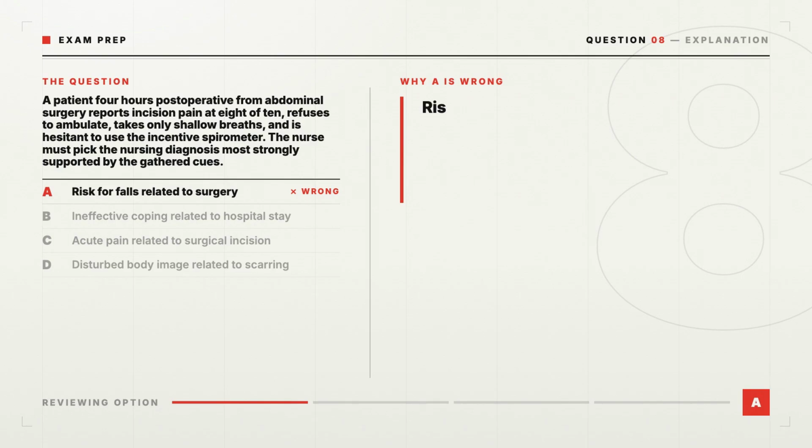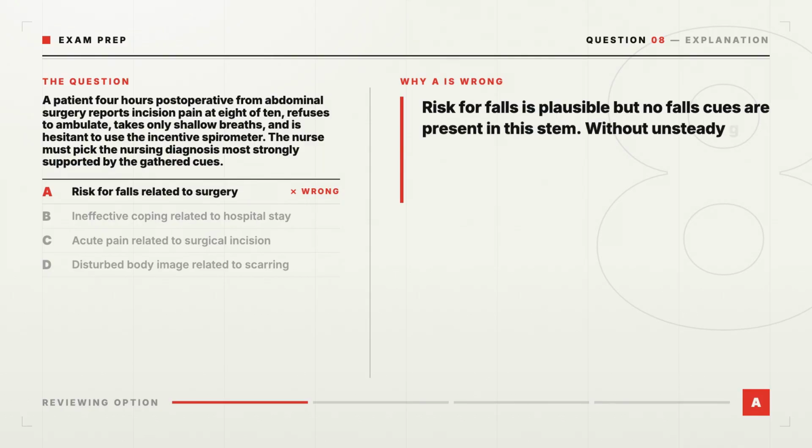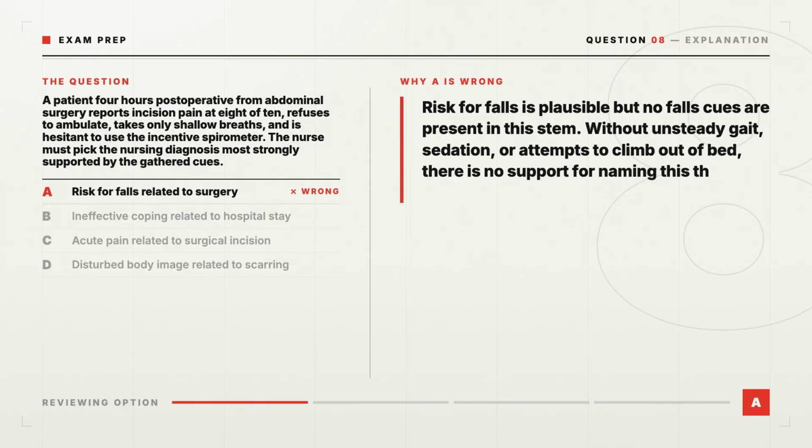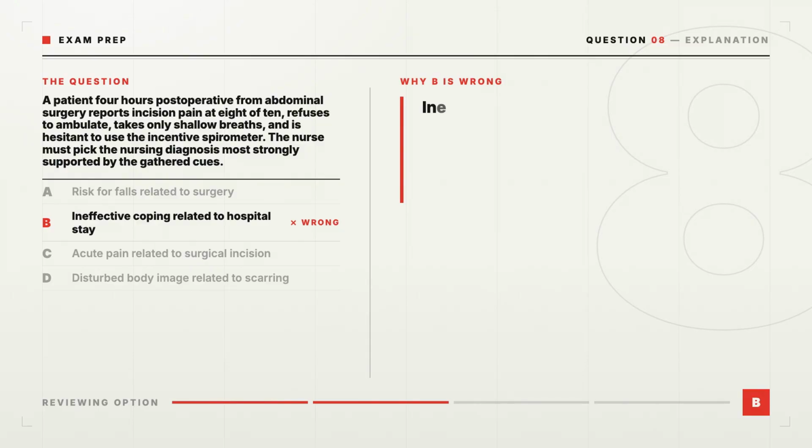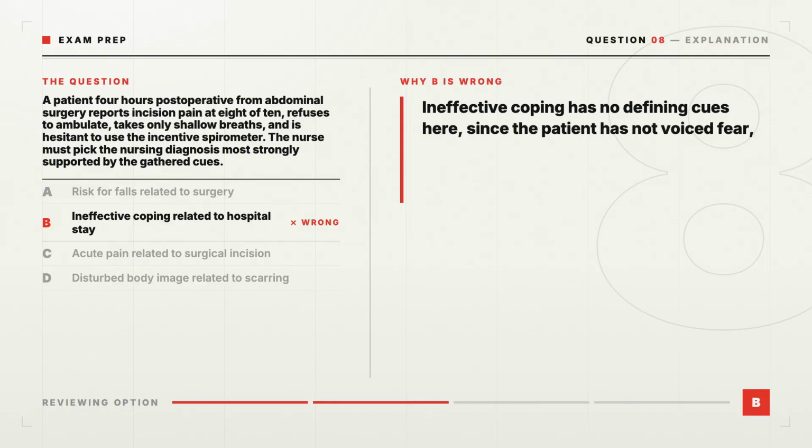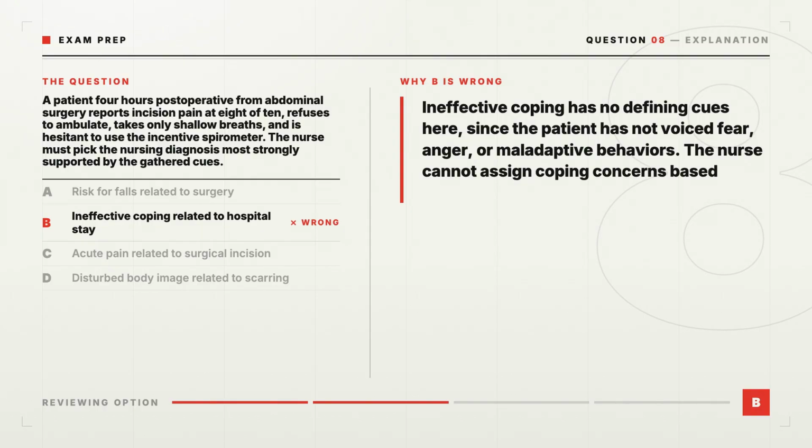A is wrong because risk for falls is plausible, but no false cues are present in this stem. Without unsteady gait, sedation, or attempts to climb out of bed, there is no support for naming this the priority. B is wrong because ineffective coping has no defining cues here, since the patient has not voiced fear, anger, or maladaptive behaviors. The nurse cannot assign coping concerns based only on a refusal driven by physical pain.